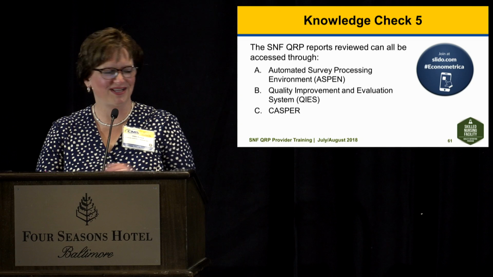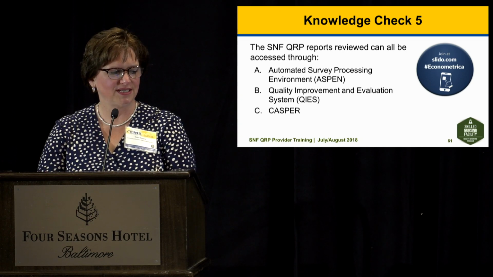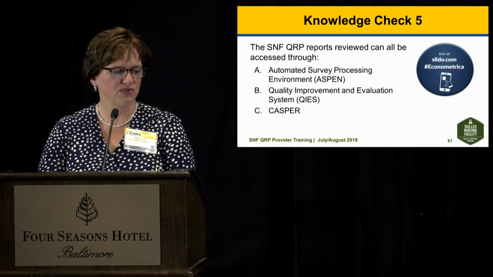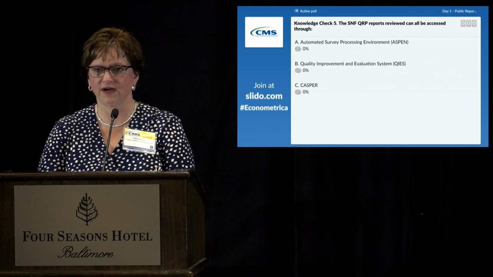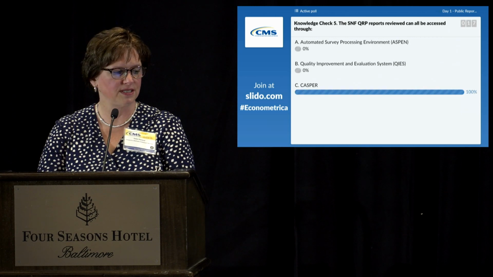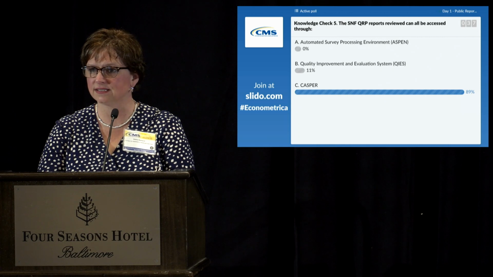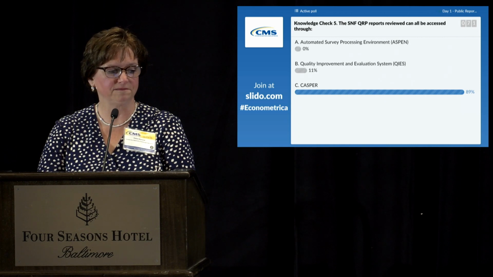And here's another knowledge check. The question is, the SNF QRP reports reviewed can all be accessed through, is it the automated survey processing environment or the Aspen environment? Is it the quality improvement and evaluation system or keys? Or is it CASPER?